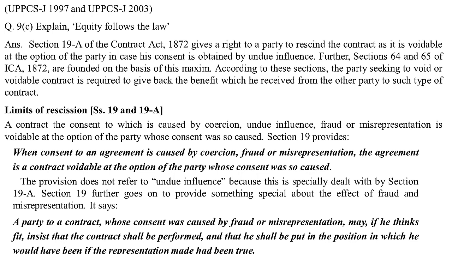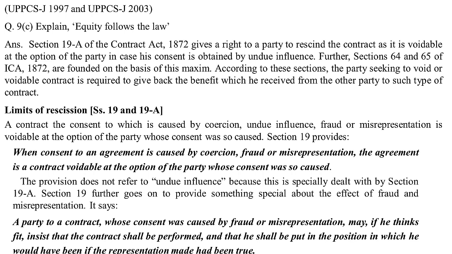Now, discussing the limits of rescission. A contract the consent to which is caused by coercion, undue influence, fraud or misrepresentation is voidable at the option of the party whose consent was so caused. Section 19 provides, when consent to an agreement is caused by coercion, fraud or misrepresentation, the agreement is a contract voidable at the option of the party whose consent was so caused.